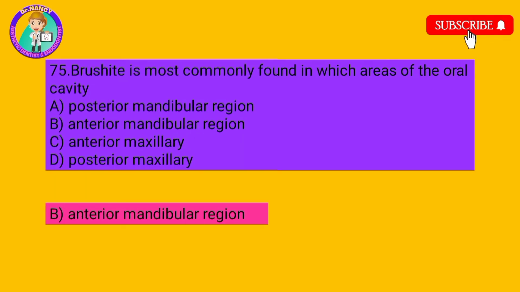Brushite is most commonly found in which areas of the oral cavity? Posterior mandibular region, anterior mandibular region, anterior maxillary, posterior maxillary. Answer: anterior mandibular region.